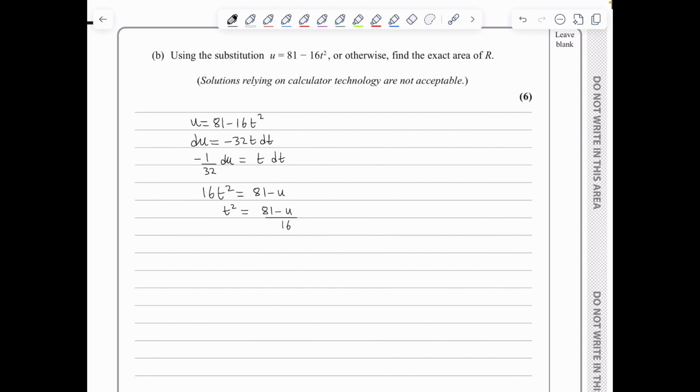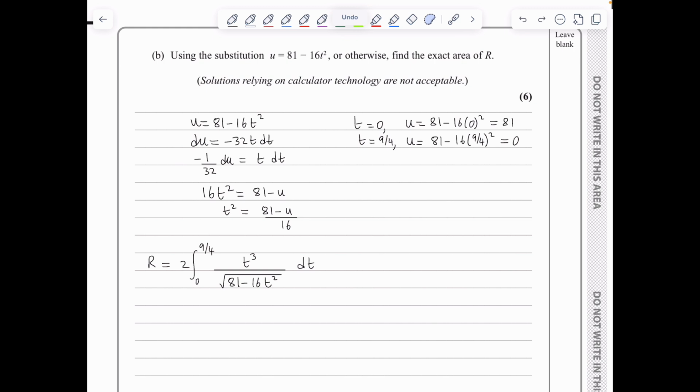I will also need to change the limits from t to u, so when t is 0, we get that u is 81 minus 16 times 0 squared, which is 81, while when t is 9/4, we get that u is 81 minus 16 times (9/4) squared, which gives an answer of 0. I can therefore proceed with the integral.